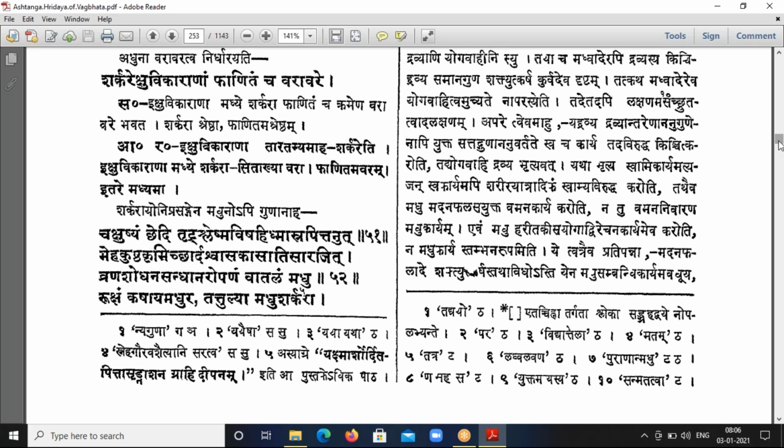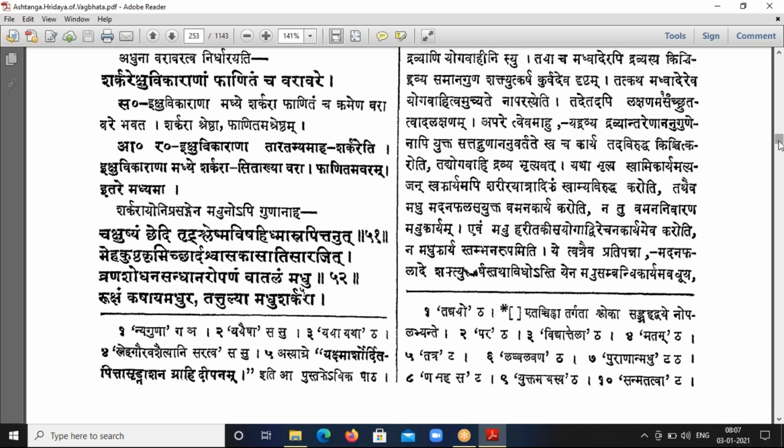Then meha kushta krimi chardi swasa kasa adisarajit. Meha prameha kushtam krimi chardi swasa kasa adisarajit. It is clear. Vranashodhana sandhana ropanam. As far as vranas are concerned, shodhanam, sandhanam, ropanam. So three very crucial karma. Very crucial as far as vrana chikitsa is concerned.